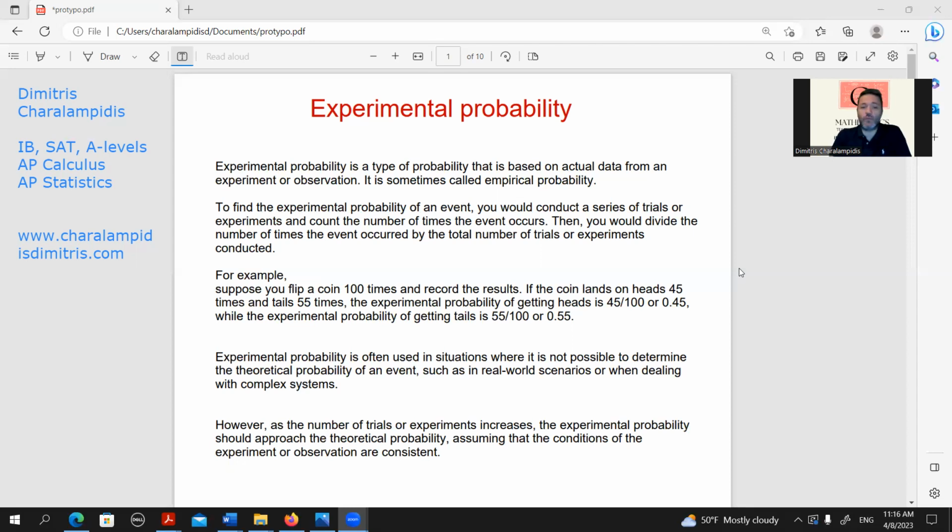And that would be all for now. I hope I made it clear for you to understand what experimental probability is and its difference from the theoretical.